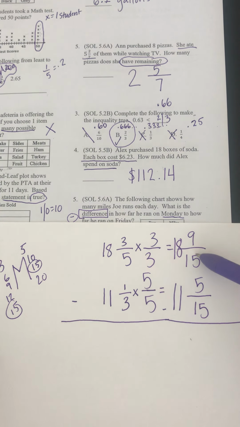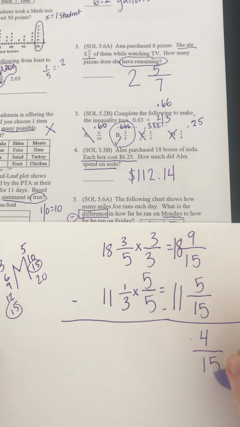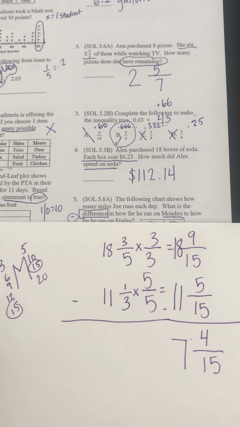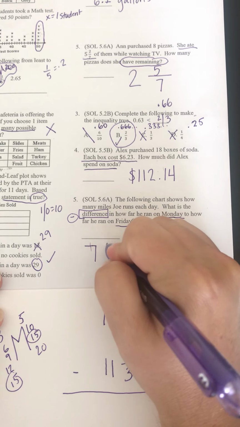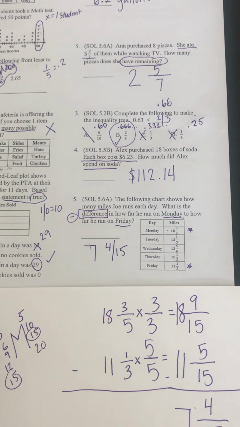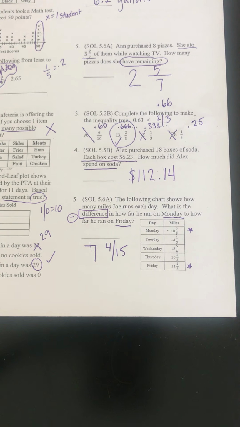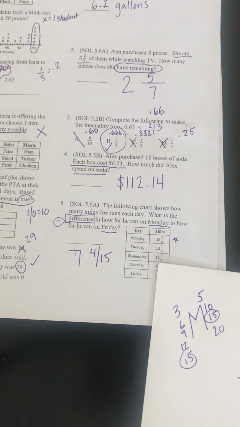Okay, so 9/15 minus 5/15 is 4/15, and 18 minus 11 is 7. And 4 and 15 do not share any factors, so it's simplified. So 7 and 4/15 is the common denominator answer about what is the difference in how far he ran on Monday to how far he ran on Friday. Okay, awesome job, guys.